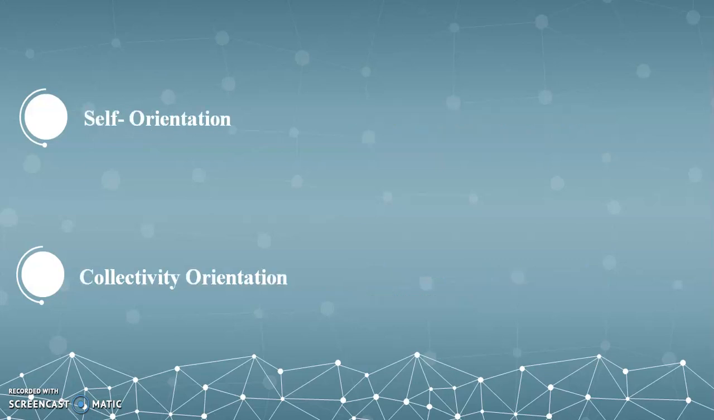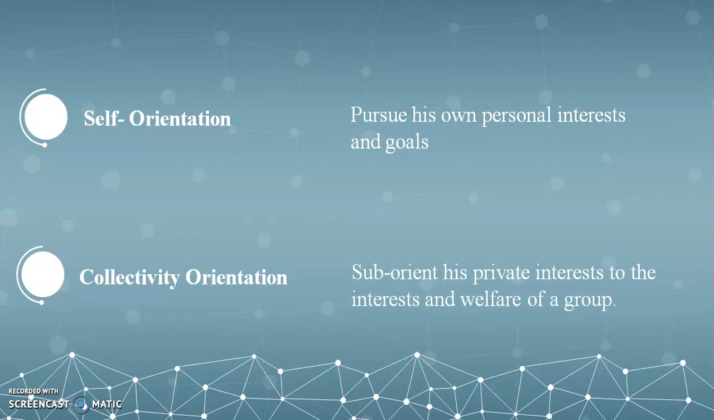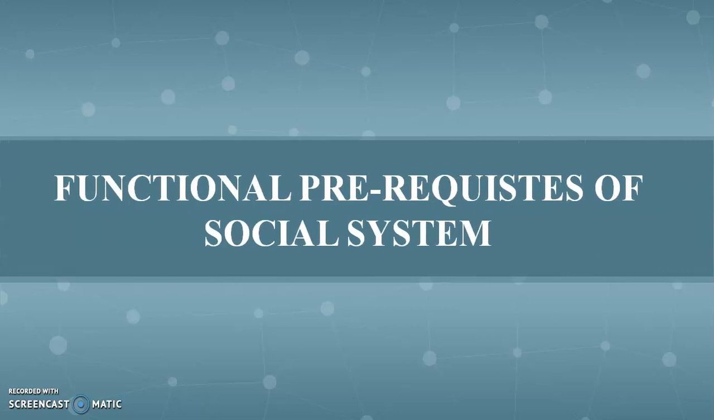The last pattern variable is self-orientation versus collectivity orientation. Self-orientation means an individual pursuing his own personal interest and goals in a given situation without considering the group. In collectivity orientation, the individual subordinates his private interest to the interest and welfare of the group. Next, we will get going with another contribution of Talcott Parsons, that is functional prerequisites of social system.